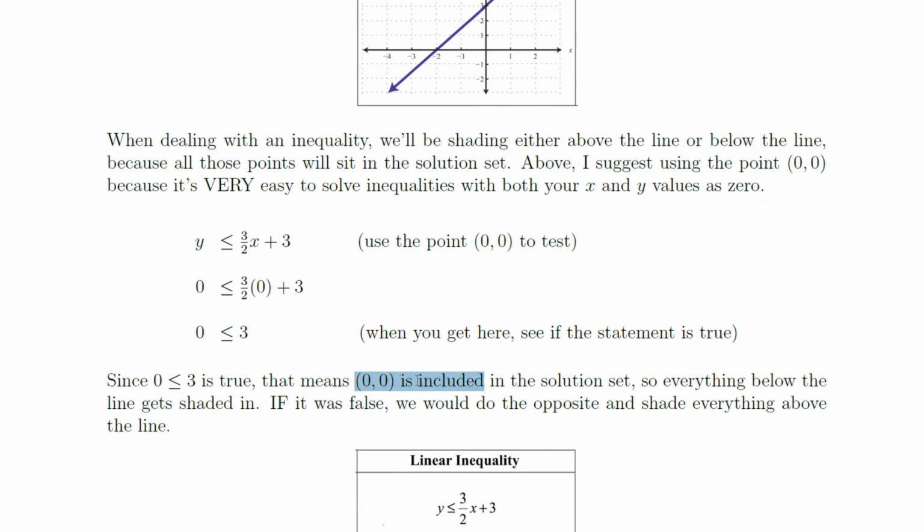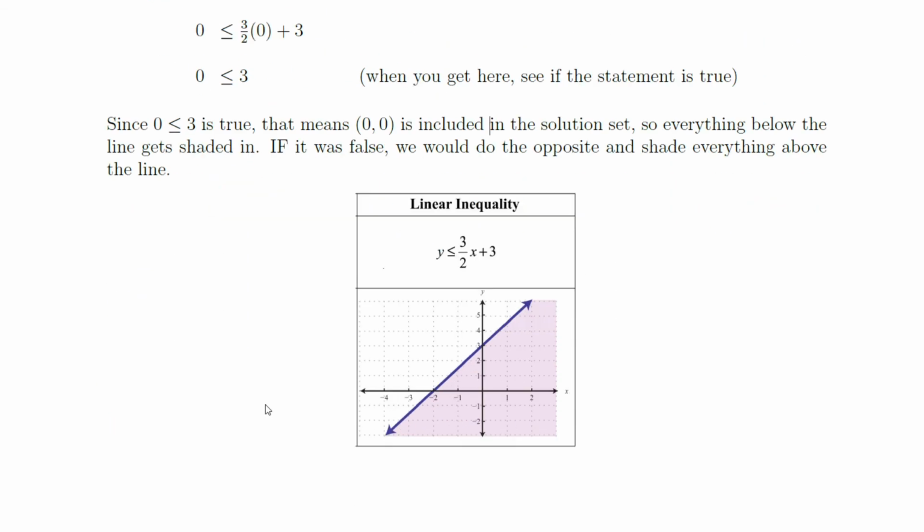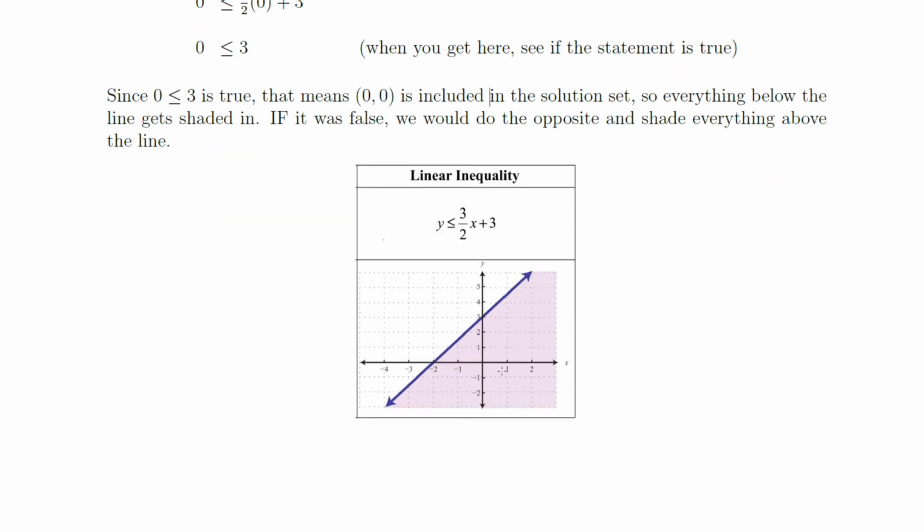So 0, 0 is included in the solution set. So everything below the line gets shaded in. Because, again, look, do you see 0, 0 sits right here? I don't actually have it listed. It's right where my cursor is. You can kind of see it. So 0, 0 sits right there. That's the area that we shade in.